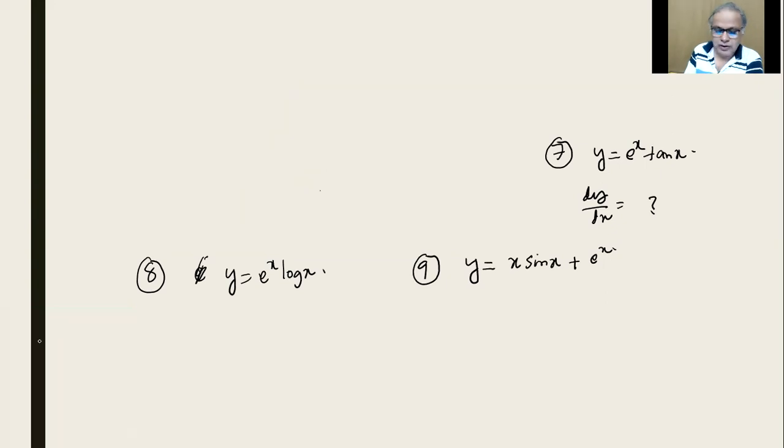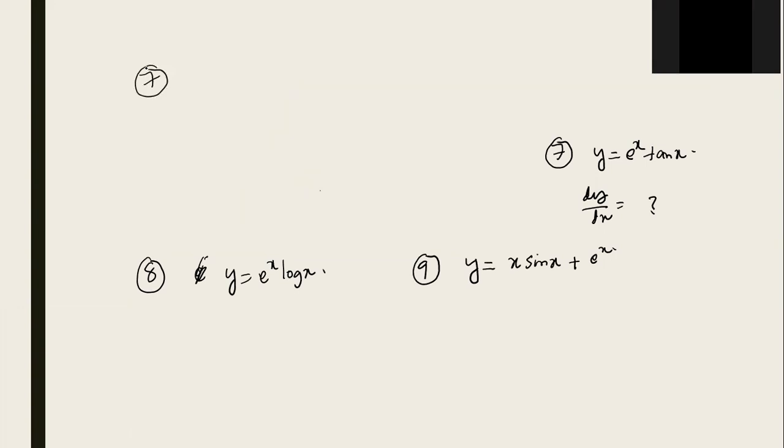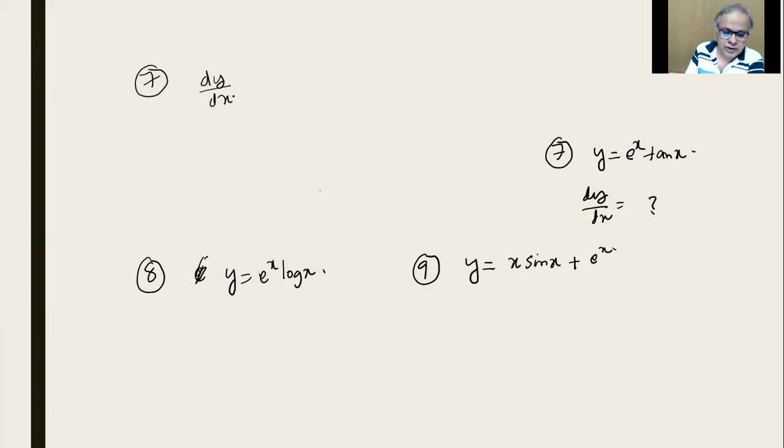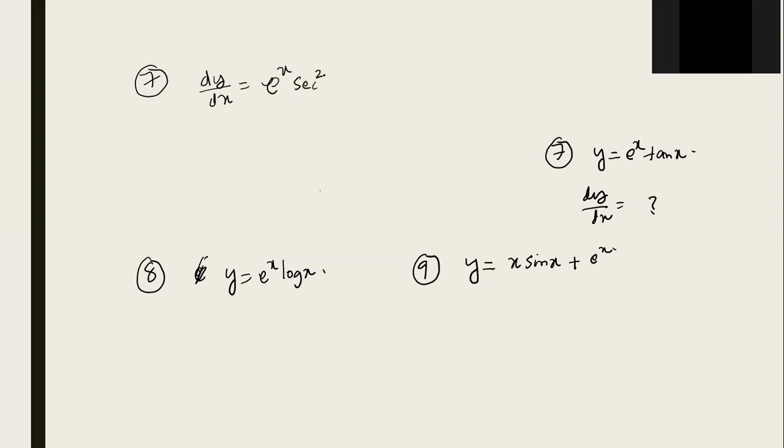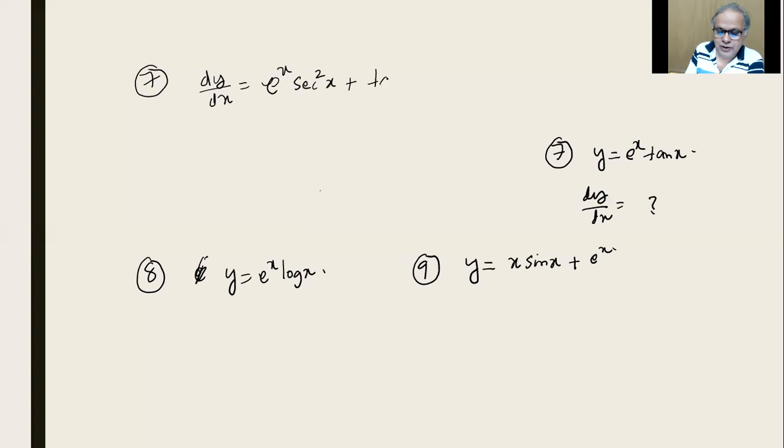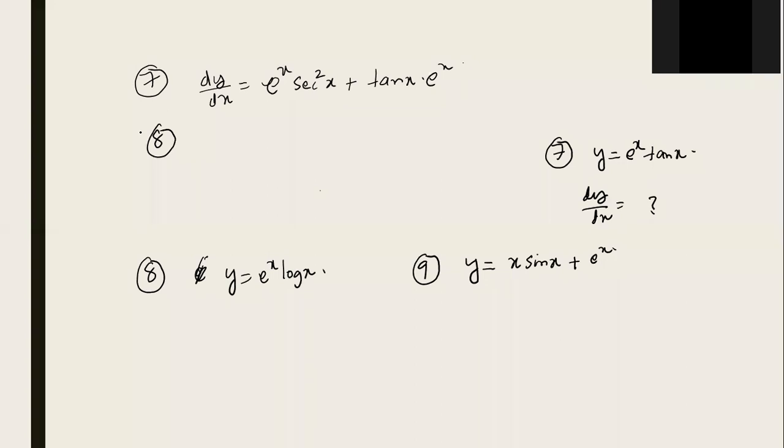Tell me, seventh one, who did? What should I do? e power x times d of tan x. dy by dx equals. Now we'll write in one step. Try to write in one step. e power x into the derivative of tan x, how much? Secant square x, plus tan x into the derivative of e power x, e power x. So get used to writing in one step. Yes, common we can take. You can. That's not a big deal.